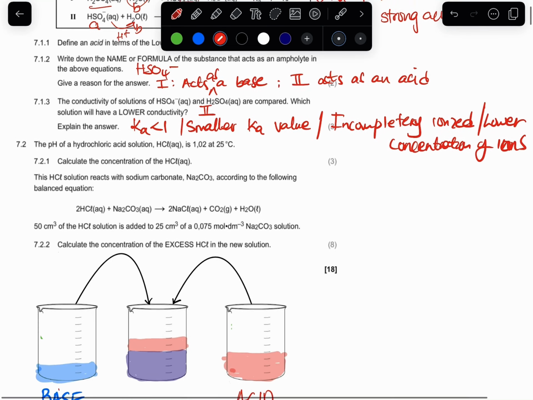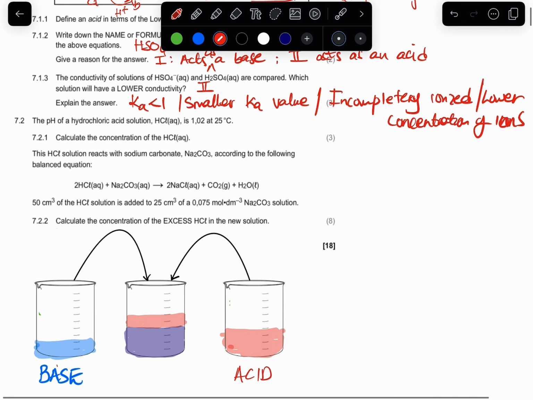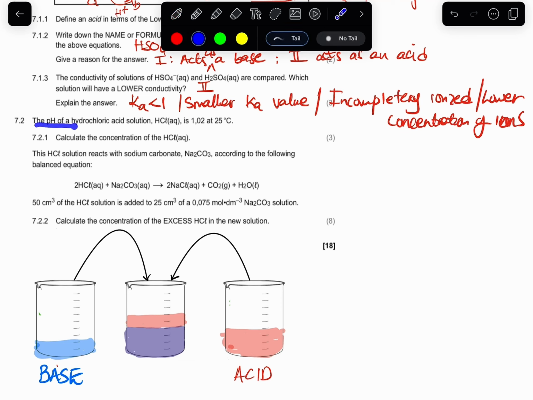Right, let's move on. Now 7.2, this question becomes interesting now. It says calculate the pH. Let's read the statement first. It says the pH of hydrochloric acid is 1,02. So we're given the pH there.